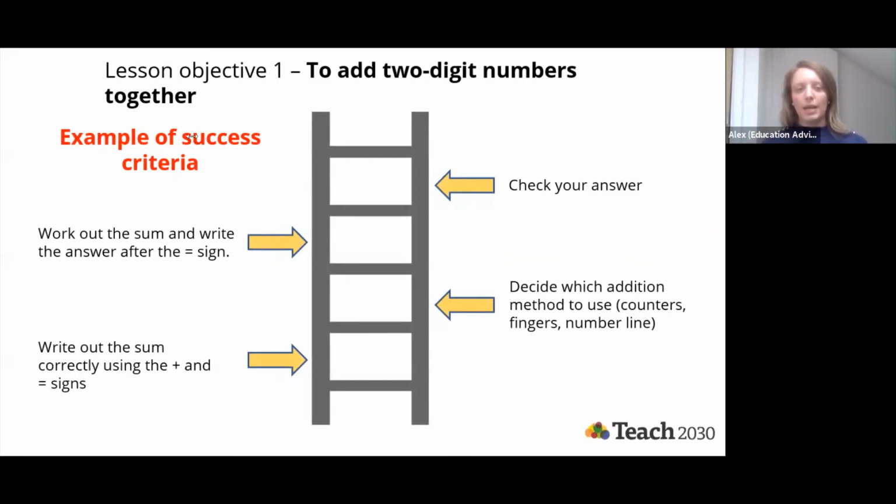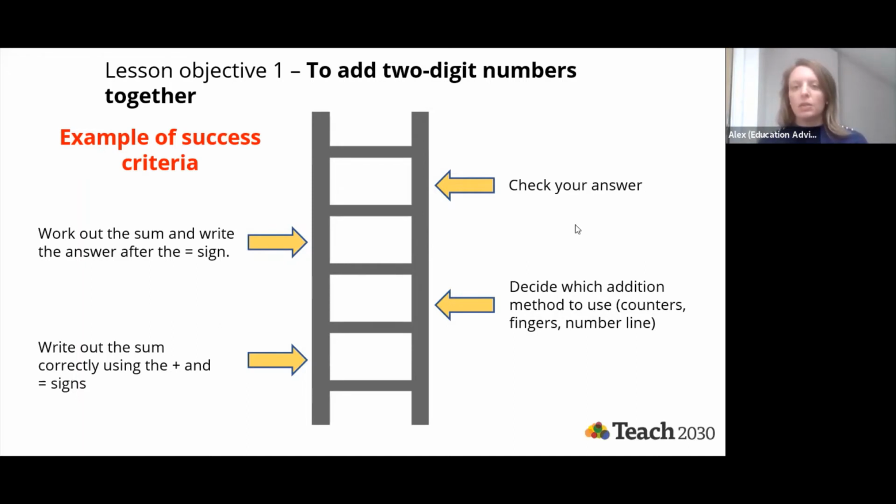So if I've got a maths lesson and we're thinking about success criteria, this is the objective. This is the skill I want them to achieve at the end of the lesson, to be able to add two-digit numbers together. So the success criteria, well, how do I get them to the point where they can do that? What I might do, it's very basic, it's very simple, but equally it depends what year group you're teaching. If this is obviously for earlier years, this is exactly the sort of thing that you might do. You might write out the sum correctly using the plus and the equal sign, and then maybe explain what plus and equals means and where we put them.